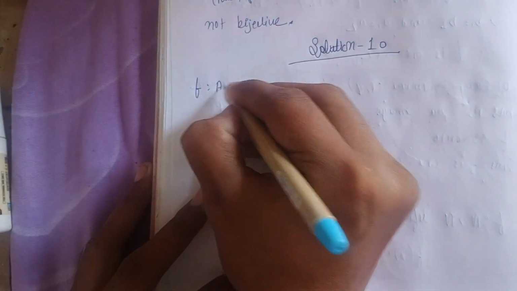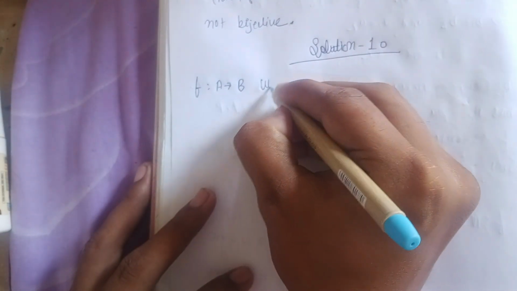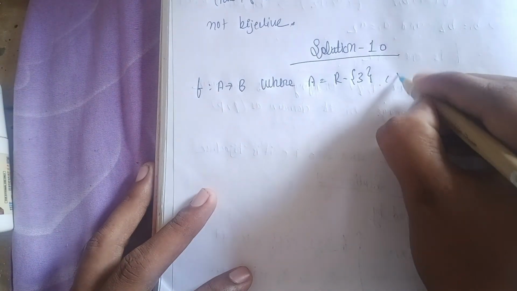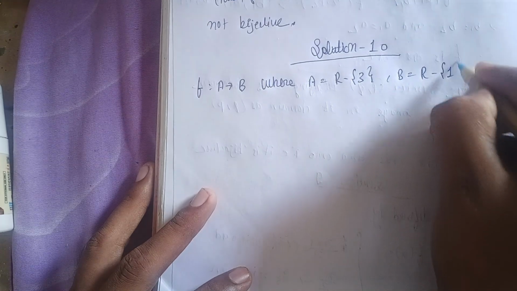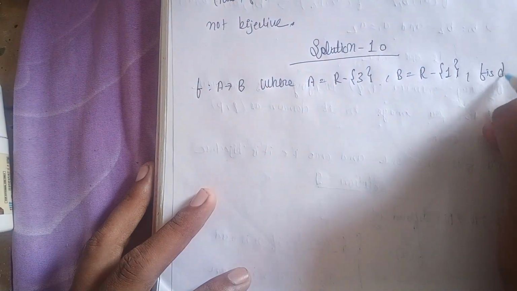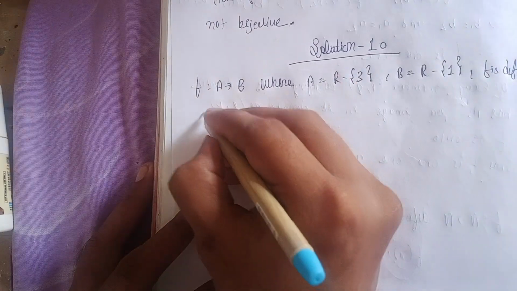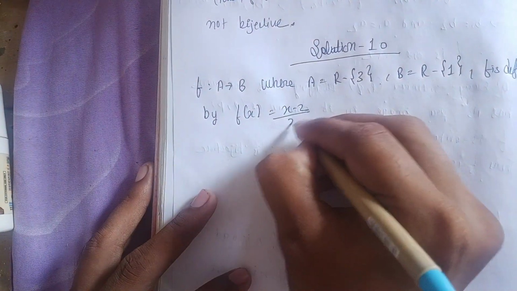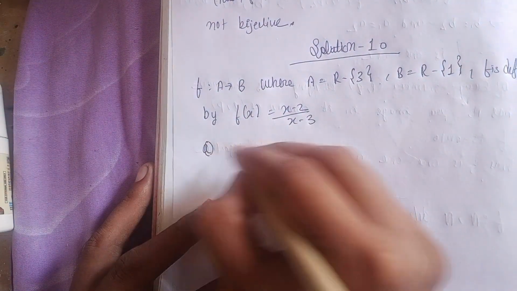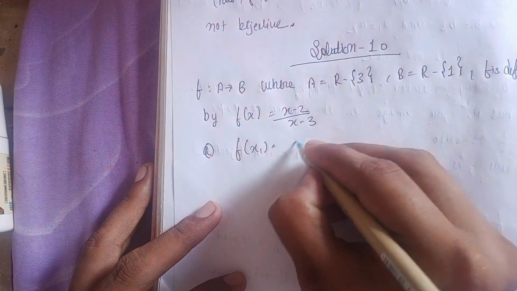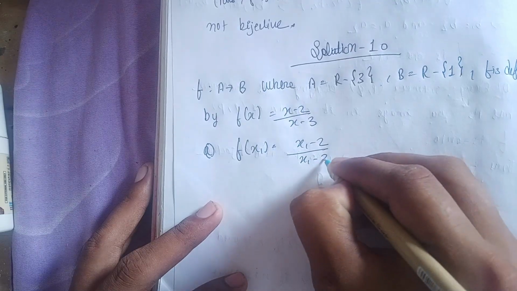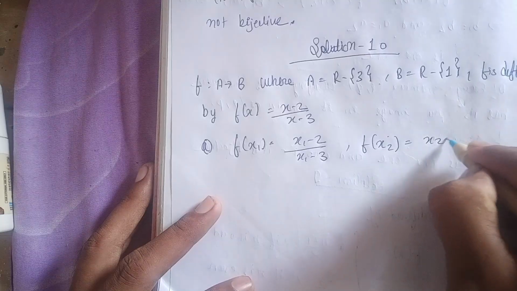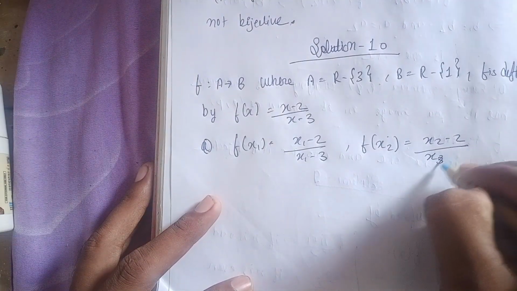Function f relates A to B, where A is equal to R minus {3}, B is equal to R minus {1}. f is defined by f(x) is equal to (x minus 2) upon (x minus 3). Let f(x1) is equal to (x1 minus 2) upon (x1 minus 3), then f(x2) is equal to (x2 minus 2) upon (x2 minus 3).